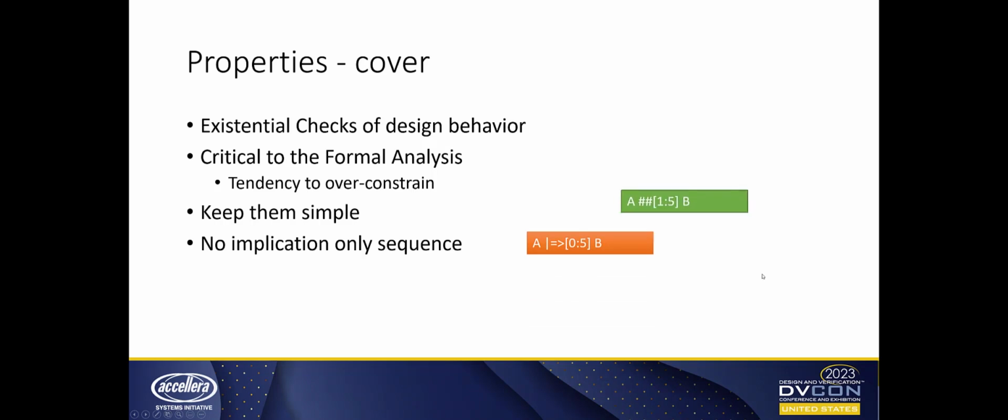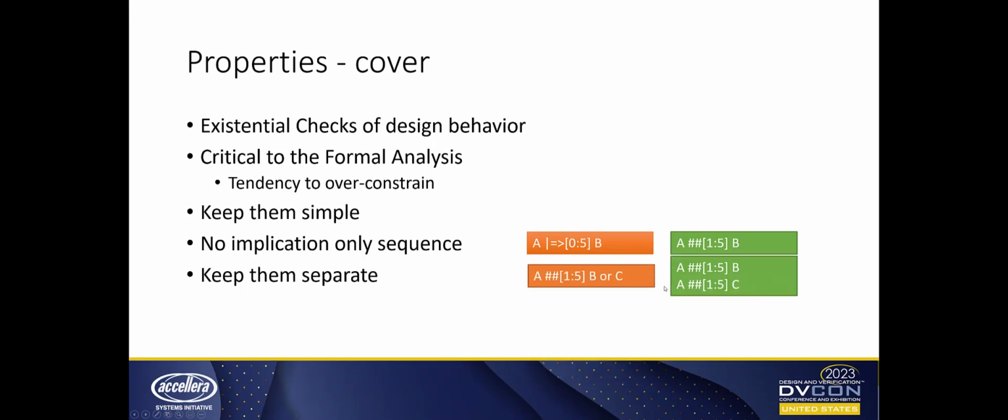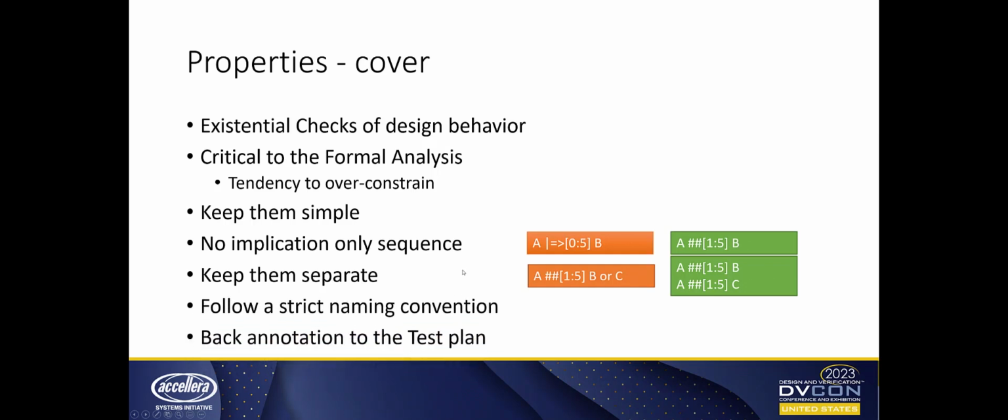You want to keep things as simple as possible. You just want to use a statement or a sequence. Don't use implication if you can. This will simplify things, or it makes it easier to describe the types of things that you're covering. You also want to keep it simple, so you want a cover statement for each type of condition, not grouping them all together, because then you don't know which one is covering it. You want to make sure that both conditions are there, or whatever conditions can happen, you want to check them. Again, naming convention is important, and tying it to the test plan is also extremely important.